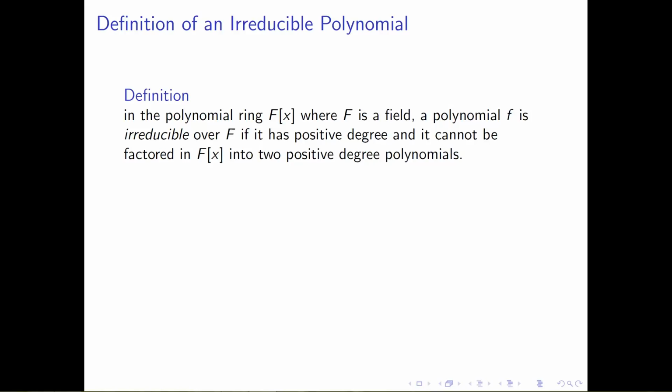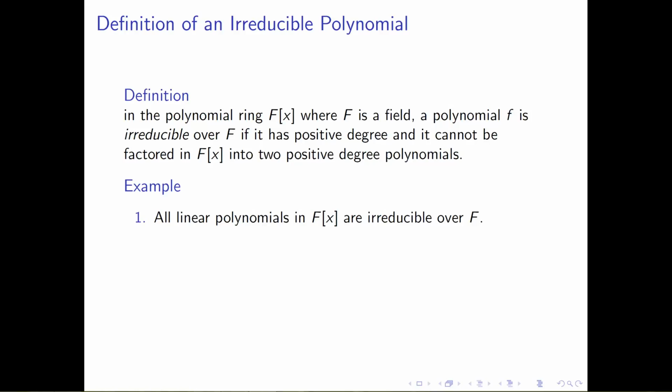So let's give some examples here to understand this definition a little bit further. According to this definition, all linear polynomials in F adjoined x are irreducible. Doesn't matter what the field is, if you have a linear polynomial, it's automatically irreducible over that field. The reason is this: a linear polynomial has degree 1, so it has a positive degree, and there's no way that you can factor it into two positive degree polynomials.